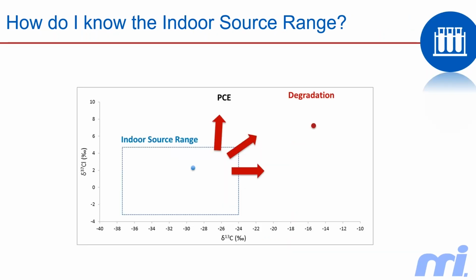So I mentioned that one of the key things here is knowing what the indoor source range is, or knowing what that manufactured range is. So this kind of magic box that we're applying to our plots. But the question then is, how do you know what that range is, right? If you get the data, how do you know what to compare it to as far as a manufactured range goes? And so that's kind of where we come in.